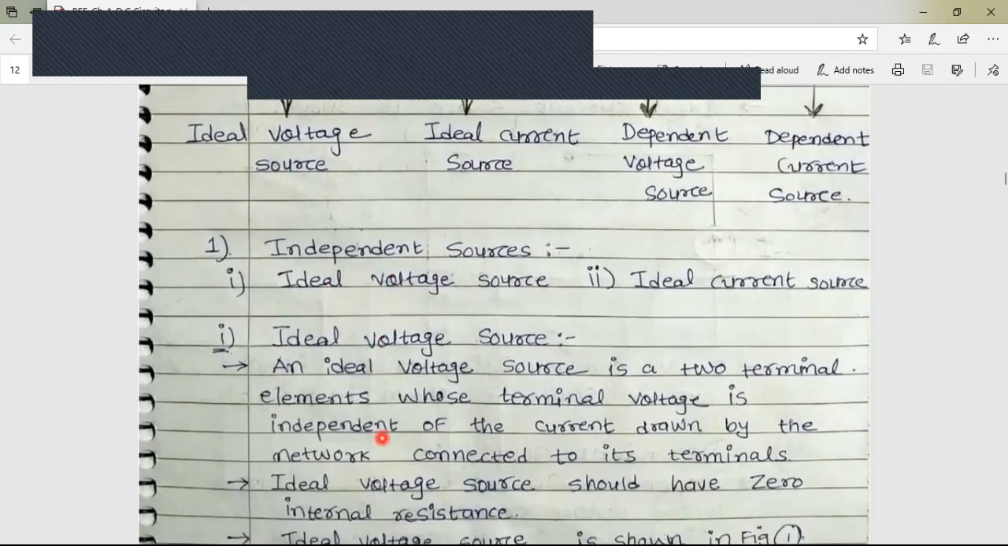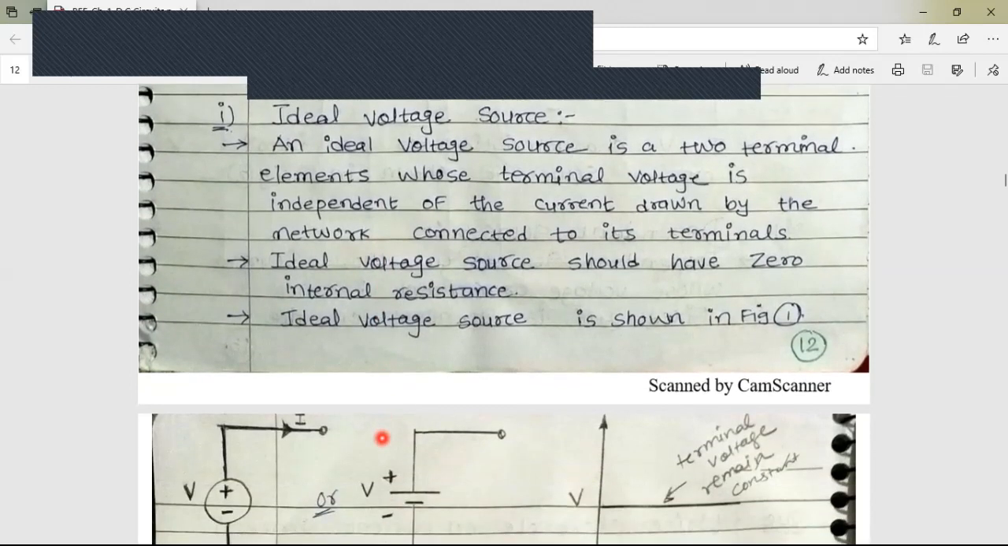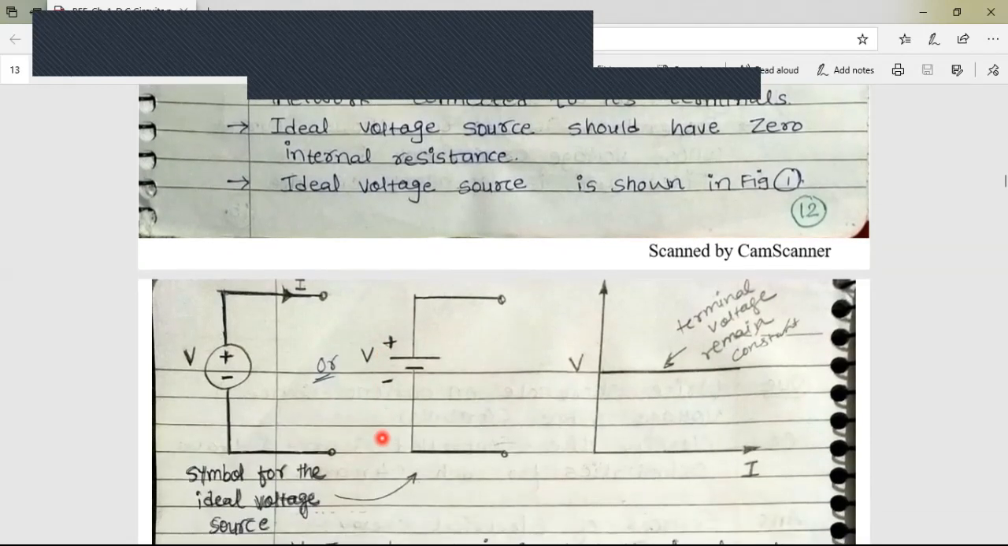ideal voltage source. This is the symbol of ideal voltage source. See here, both of these are DC voltage sources. See here, this is the voltage versus current graph.